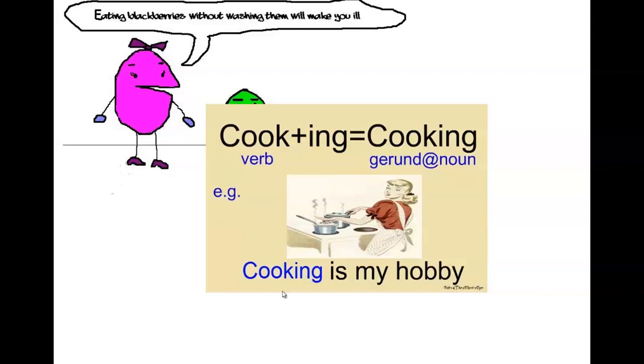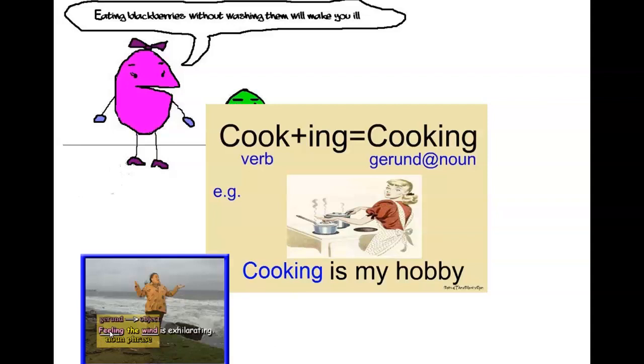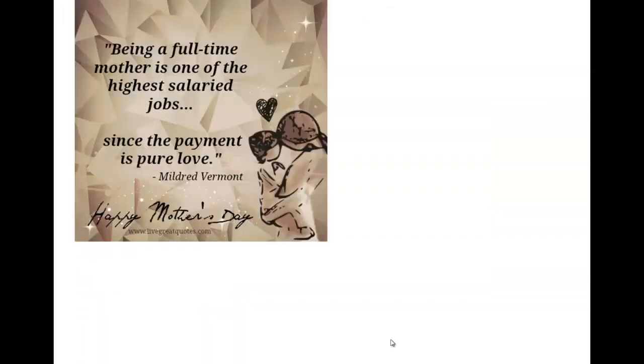Cooking is my hobby. Okay, so the gerund, noun, is acting like the subject. Feeling the wind is exhilarating. Feeling, the subject of the sentence. Eating, cooking, and feeling. Okay?